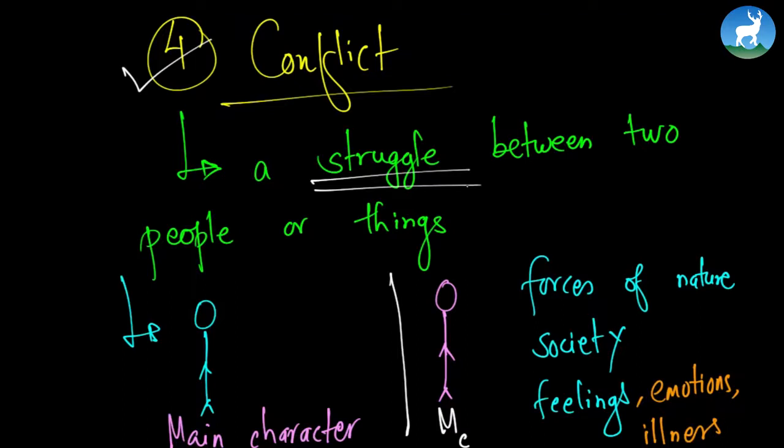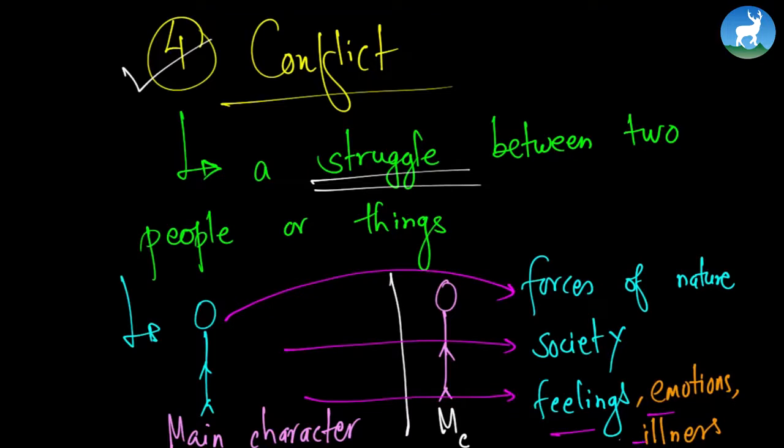So it's like this. There's a wall in between and there are two characters. And the two characters are fighting against each other. One character wants one thing and another character wants another thing. Or it could be slightly abstract. Let's say there could be a main character fighting against the forces of nature. Or he could be fighting against society or feelings, his own feelings, emotions, illness. Sometimes people fight with their own emotions, their own feelings.